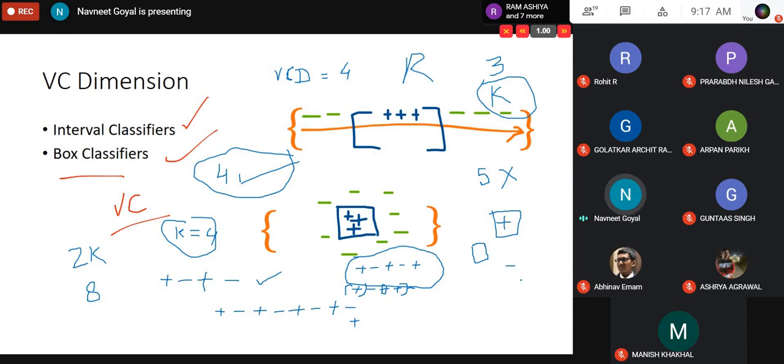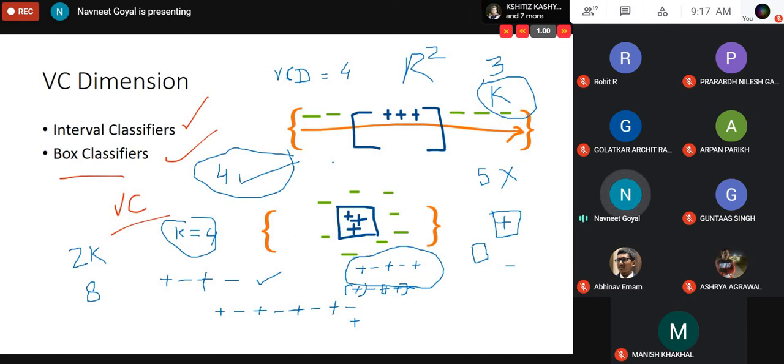Now you have to see that you are no longer in one dimension. You are in R squared, a two-dimensional space, so your points are in R squared. Now let me take 2 points. If both points are positive, do I have a solution? Yes, I can construct a box that is big enough to enclose both the points.